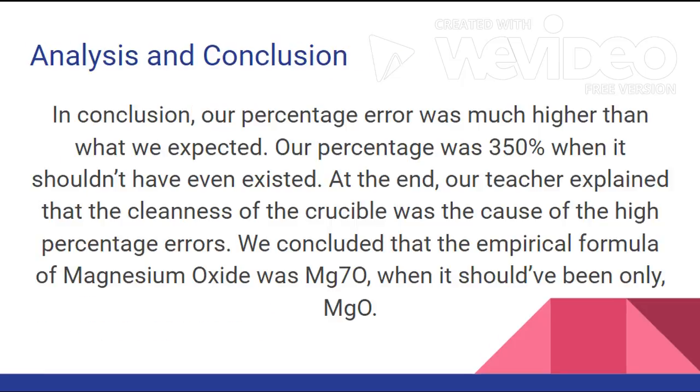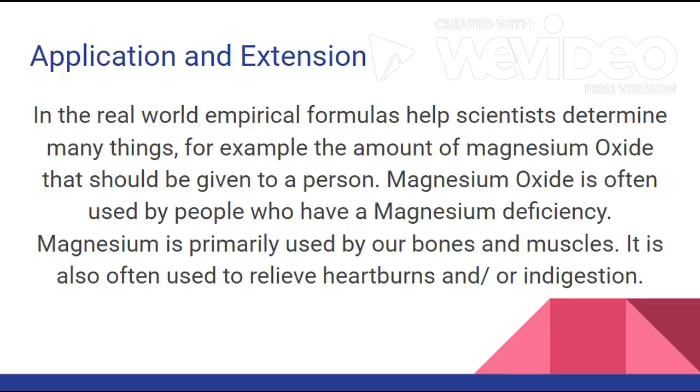Analysis and conclusion. In conclusion, our percentage error was much higher than we expected. Our percentage was 350% when it shouldn't have even existed. At the end, our teacher explained that the cleanliness of the crucible was the cause of the high percentage error. We concluded that the empirical formula of magnesium oxide was magnesium 7, oxygen 1, when it should have been only magnesium oxide.